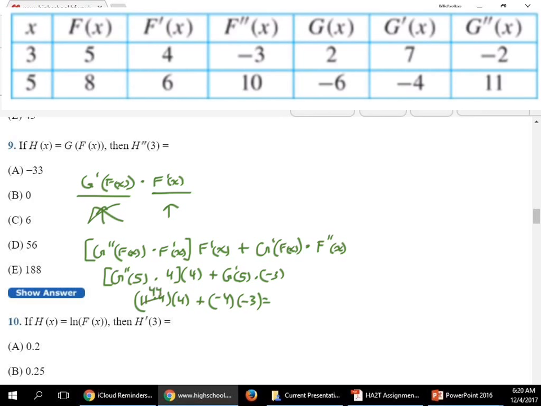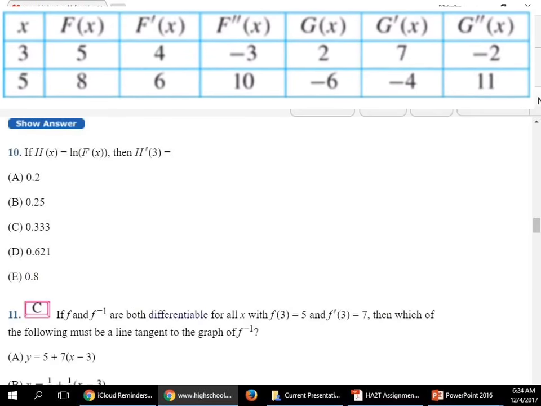44 times 4 is a big number. I don't know about you. I don't do that stuff in my head, especially on tests. 4 times 4 is 16, plus 1 is 17, 176. So I have 176 plus positive 12, because negative 4 times negative 3 is positive 12. That's going to be 188. And look at that. There's our answer.